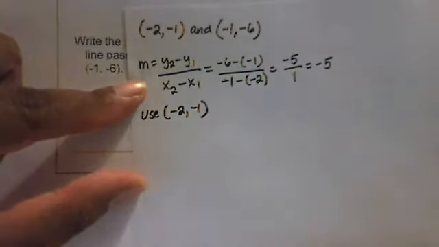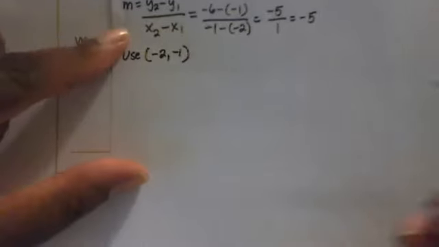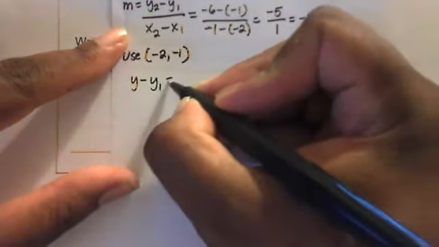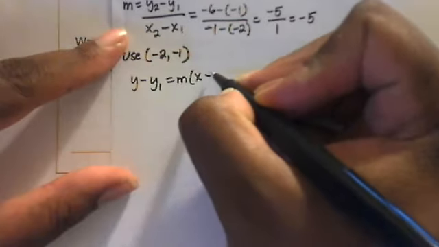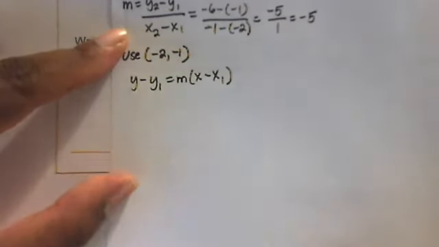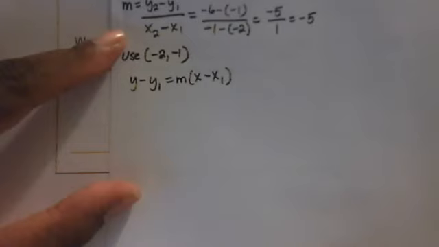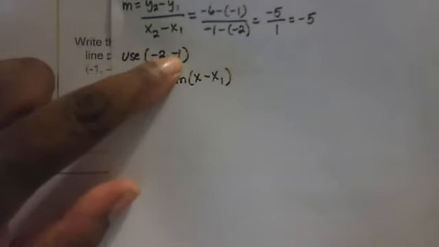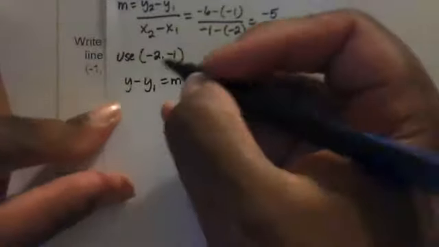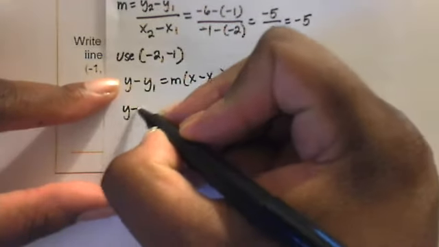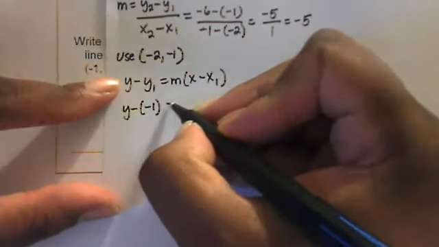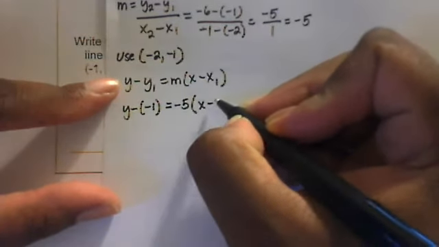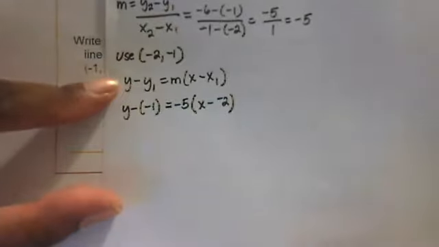Okay, I'm going to use that in our point-slope form, which is y minus y1 is equal to m times the quantity x minus x1. Here x1 is negative 2 and y1 is negative 1. So here's what I'm going to have. y minus negative 1 is equal to m, which is negative 5, times x minus negative 2.